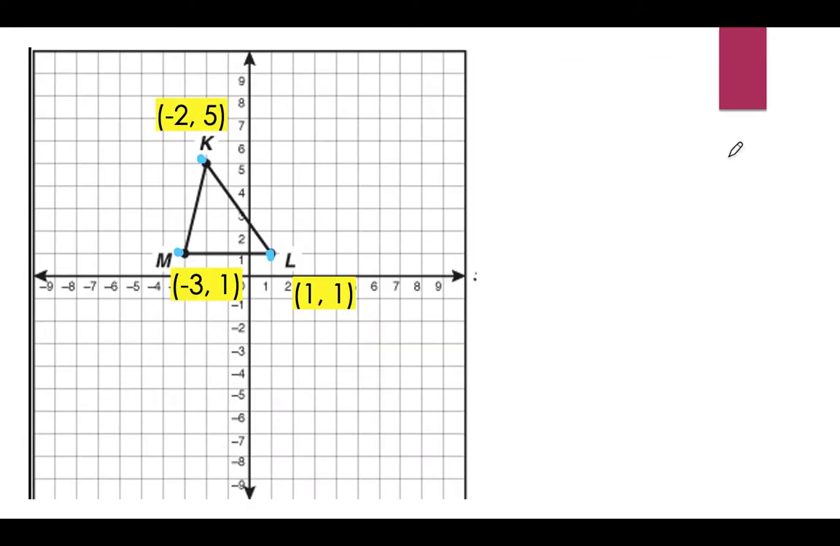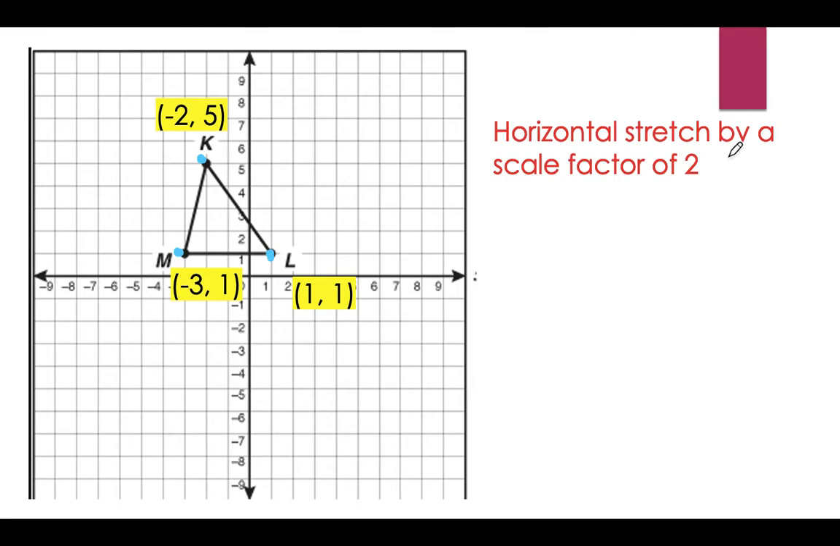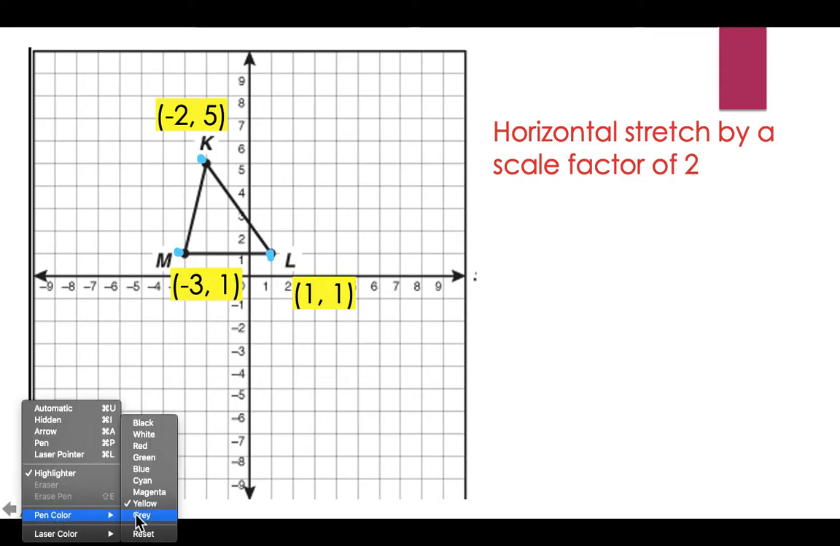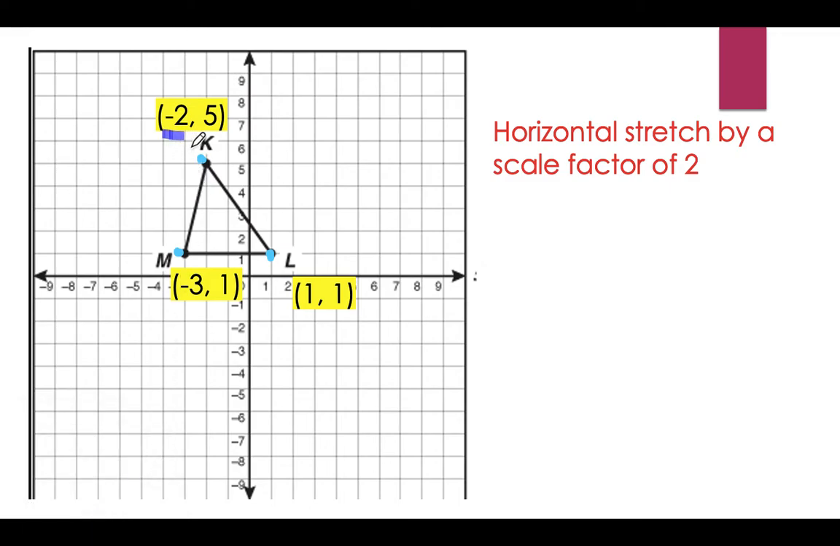Okay, now what we're going to do is look at the same graph, and I'm going to do a horizontal stretch by a factor of 2. So again, note that I'm dealing with the same pre-image that I gave you earlier. If I have a horizontal stretch by a scale factor of 2, the key word is that it's horizontal. So that means only my horizontal values are going to change, which is all of my x coordinates. So how do you do that?